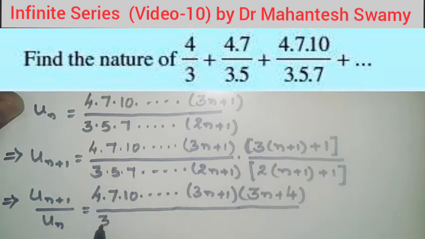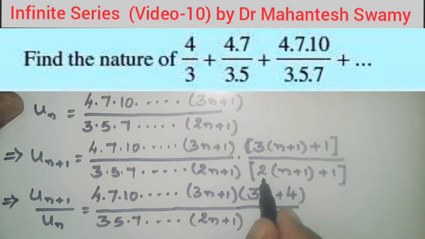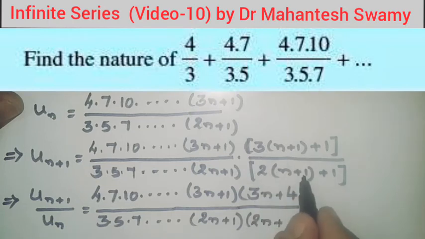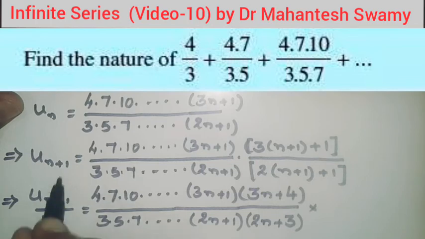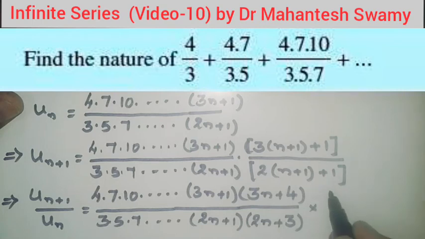So here it is 3 into 5 into 7 into dot dot dot into 2n plus 1 as it is, into, this is 2n plus 2 plus 1, it is 3. So this is un plus 1 we have written as it is. Now we are advised to write un in the denominator. Instead of writing un in the denominator, we can write the reciprocal of un in the numerator.